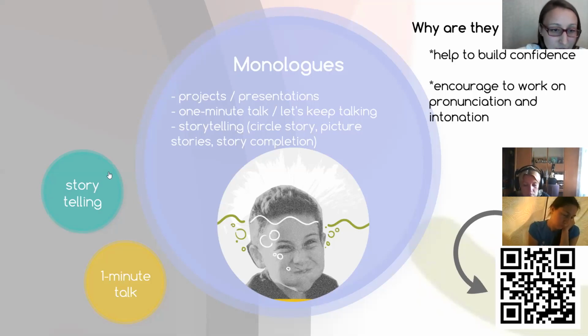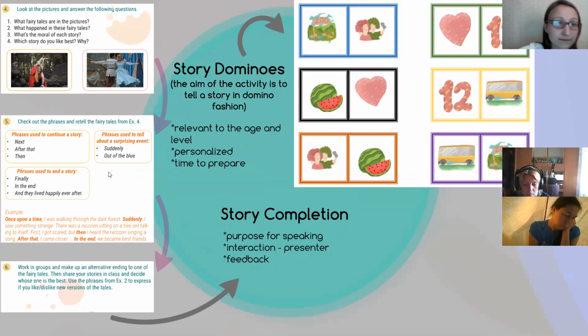Here I'd like to show you stories, what I like to do with stories. Let me show you. So story dominoes, yes, it's great with young learners, and it's a kind of circle story when they put the dominoes and continue the story, yeah. But you can adapt it to any age.